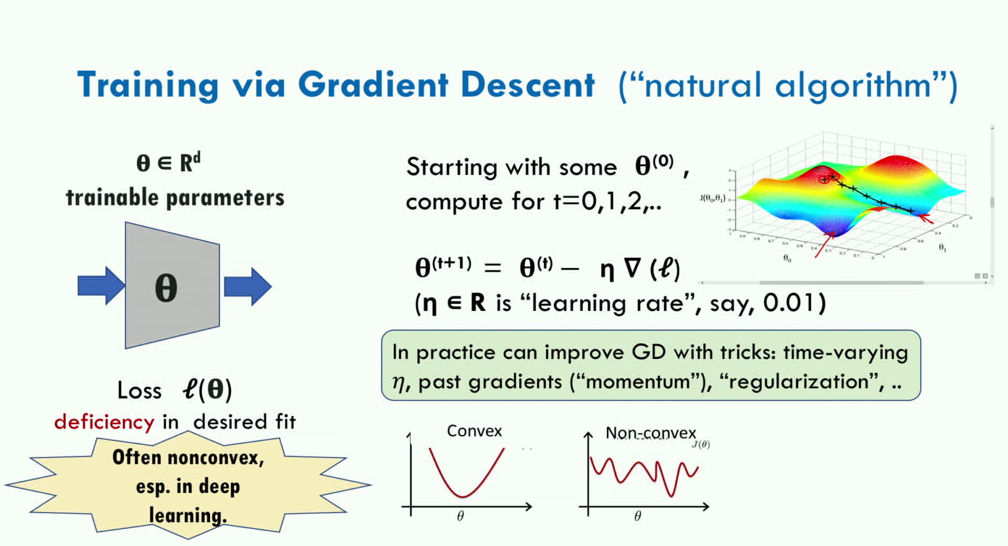Now, just as an aside, even vanilla gradient descent works pretty well. But in practice, people soup it up with various tricks. So for instance, you can vary the learning rate, this eta, the step size. You vary it over time. That turns out to be very crucial. You don't move along just the current gradient, but also you keep some memory of the past gradients. And you move along some combination of the past gradient and the current gradient, which is called momentum. There's something called regularization. So there are other tricks which we won't talk about today.